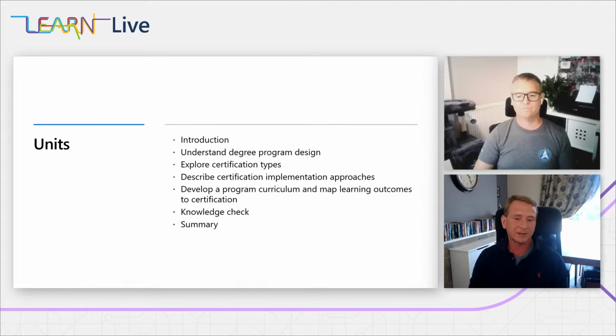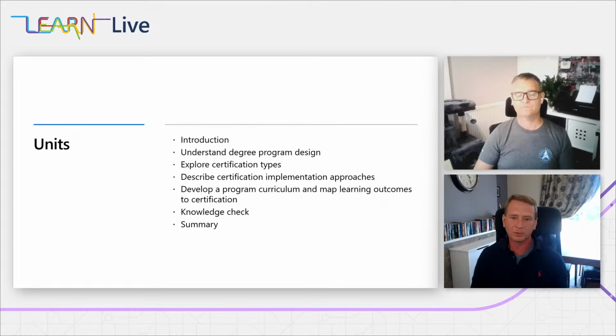Then you're going to explore the certification types. As Lee mentioned earlier, you've got the beginners or fundamentals, then you've got the role-based or associate level, and then you have expert. So you have to make decisions around which type of certification you're going to embed in your curricula. And then you have to choose your certification approaches. As we mentioned earlier, there are 3 main approaches, and these are going to be standalone, alongside, or integrate inside. And then finally, when you have all of that mapped out the way you want it to be, then you're actually going to design your program curricula and map the learning outcomes to the certification.